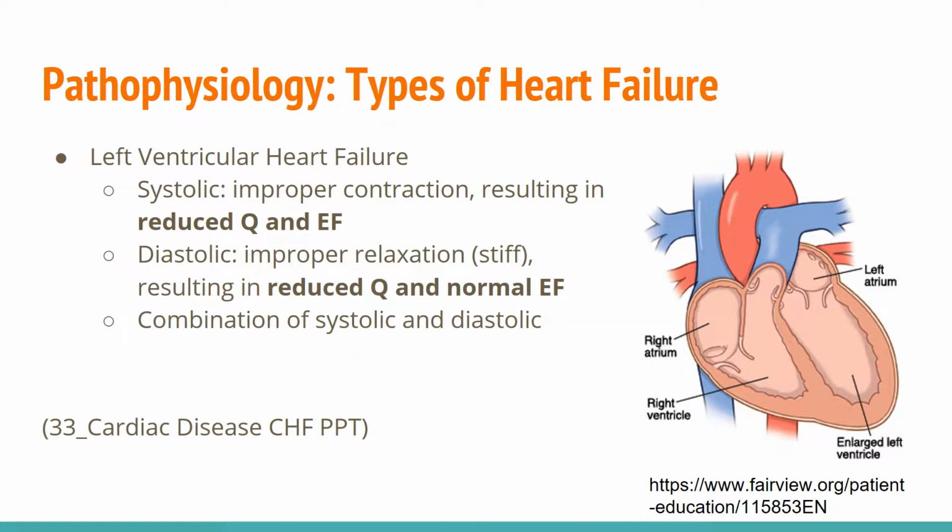So there are different types of heart failure. There is left ventricular heart failure, and with this you can have systolic left ventricular heart failure. This would mean that there's improper contraction of the heart, resulting in a reduced cardiac output and ejection fraction. There's also diastolic left ventricular heart failure, which is improper relaxation, resulting in a reduced cardiac output, and this has a normal ejection fraction, which makes it different than the systolic one. And then you can also have a combination of systolic and diastolic left ventricular heart failure.